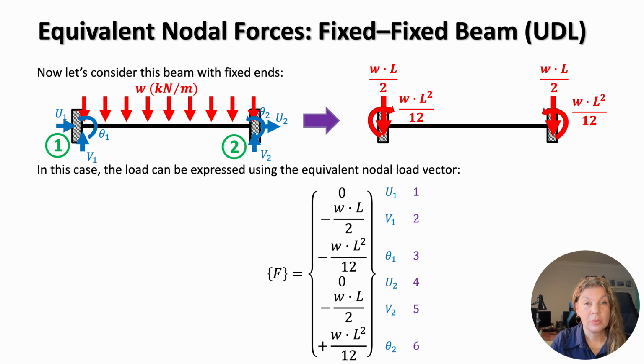Next are the rotational components. Under a downward UDL, the beam develops hogging at the supports. In our sign convention, this appears as minus WL squared divided by 12 at the left end and plus WL squared divided by 12 at the right end.